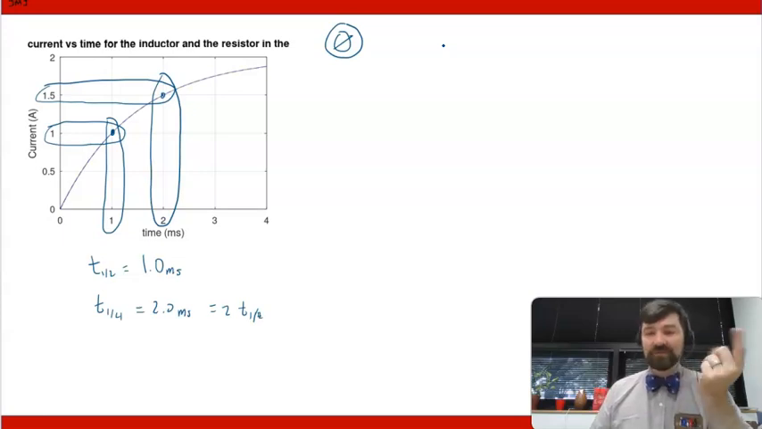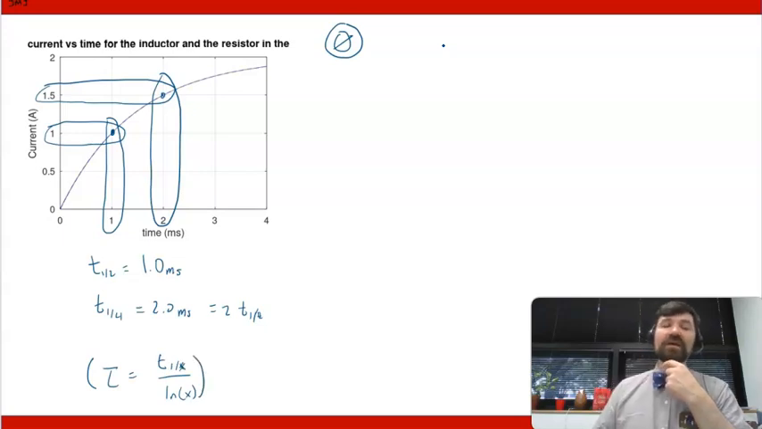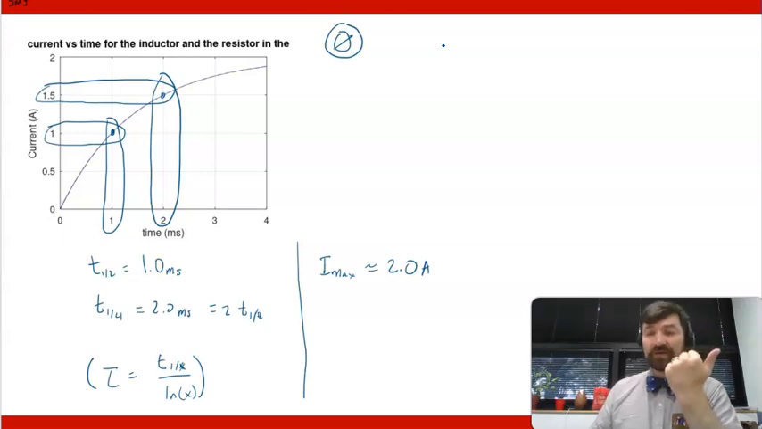So that means I've been able to figure out from this my half-lives and my tau. Remember again that tau is equal to t 1/x divided by the natural log of x. So it's actually the same equation for this as before. It also means that I can figure out my maximum current. So I max, based on this, is about 2 amps. And since I know my maximum current, I can figure out what my maximum voltage is.